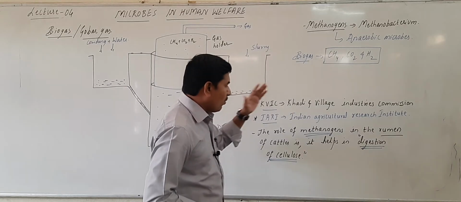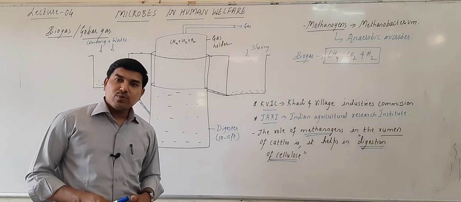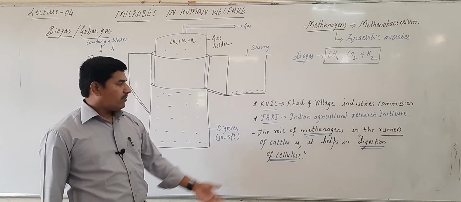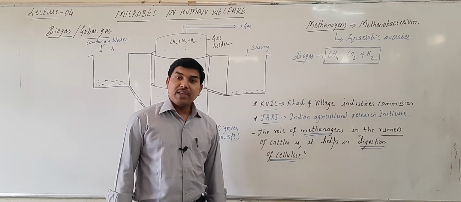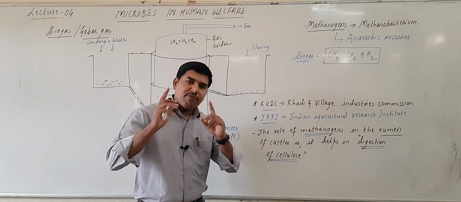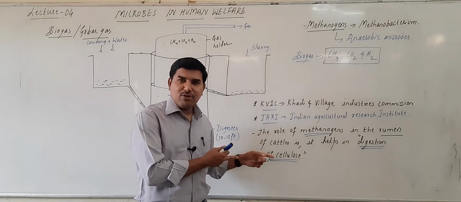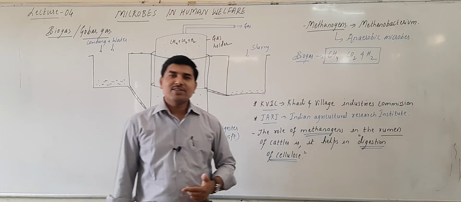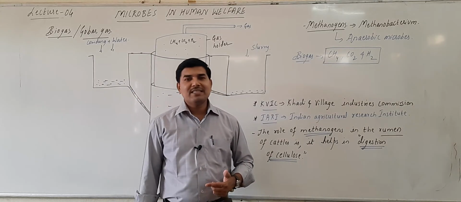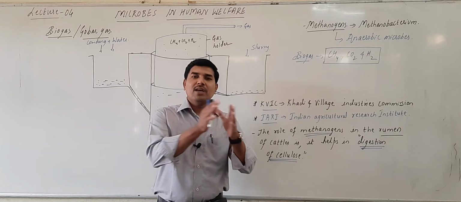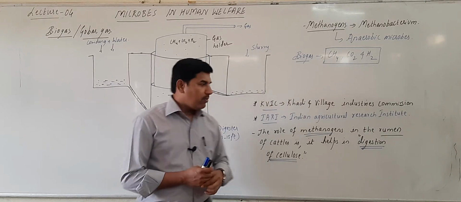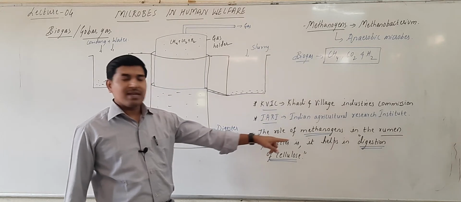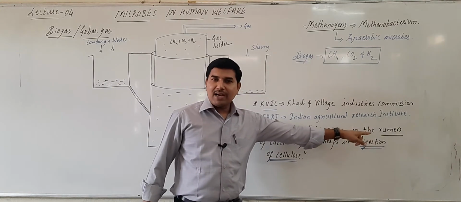So this is one of the most important objective type of question. Write or explain the role of methanogens in cattle. The role of methanogens is digestion of cellulose, by which it will increase its nutritional value, its nutritional content. Okay, so that is the most important peculiarity of the methanogens in the rumen, in the gut of the cattle.